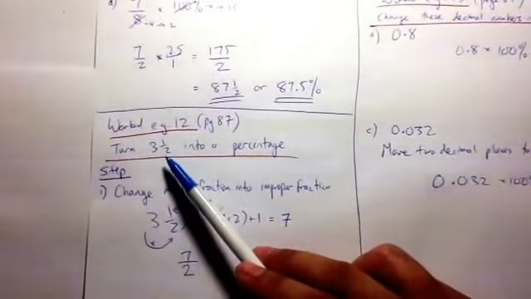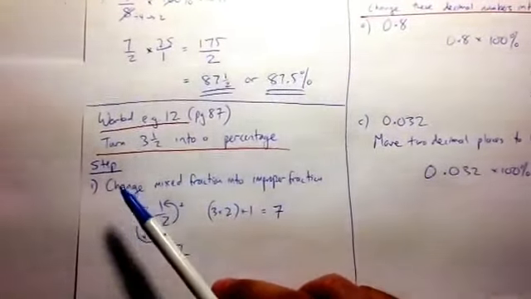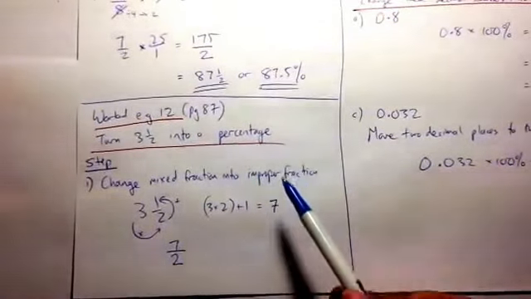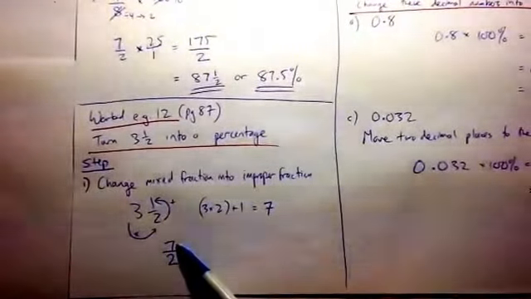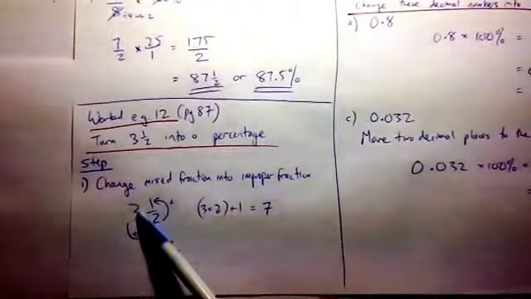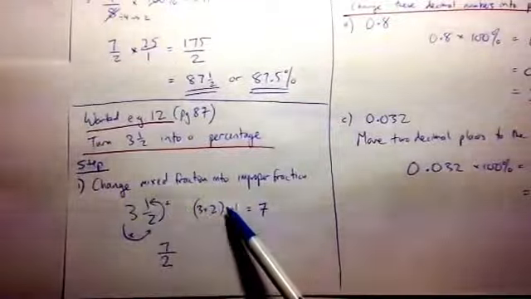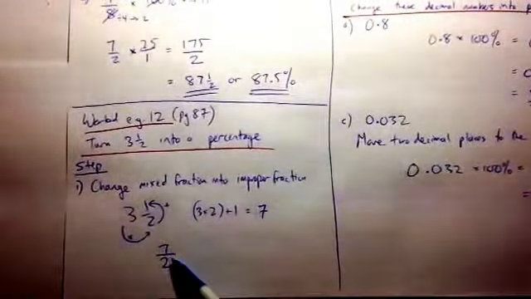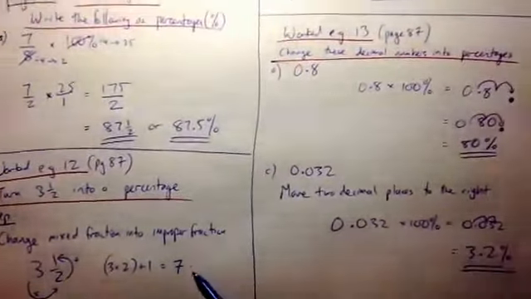We are now turning a mixed fraction, 3 and a half, into a percentage. You first need to change that mixed fraction into an improper fraction. An improper fraction is where you have a larger numerator than a denominator. To do that, you take the 3, multiply by the 2, then you add the 1, as such, giving you 7 over 2. So you put the original denominator at the bottom.